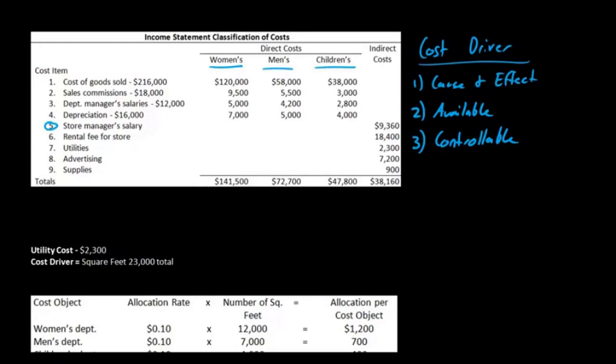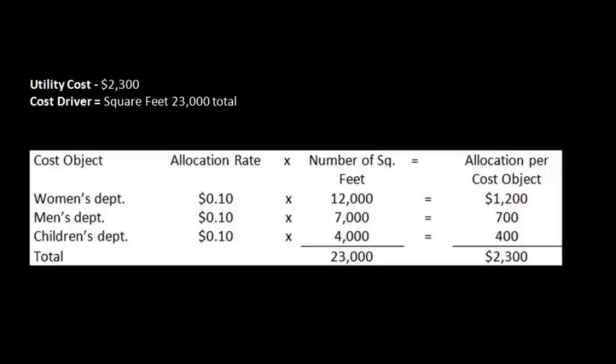So in this example, we still have a few costs to allocate. We got to allocate the store manager salary, the utilities, the advertising, and finally the supplies. Let's go through and allocate these four costs, and let's try to select the best cost driver as we do this, so you'll see how it works. Let's start with utility costs.